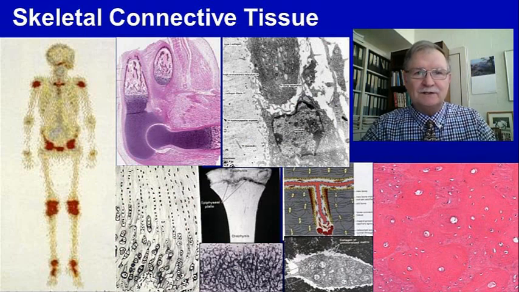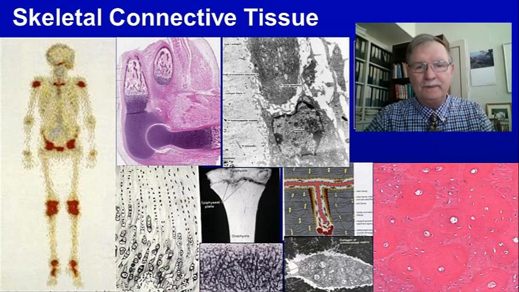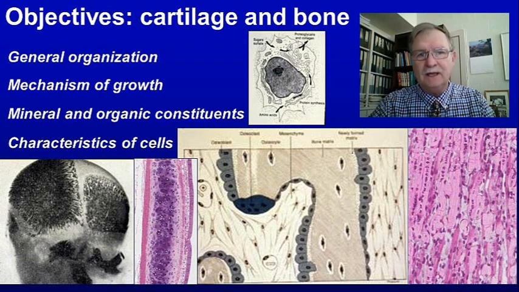Today we're going to talk about skeletal connective tissue, largely cartilage and bone. We want to look at the general organization of cartilage and bone. We want to look at the mechanism of growth, the mineral and organic constituents of cartilage and bone, and to look at the characteristics of the cells of cartilage and bone.